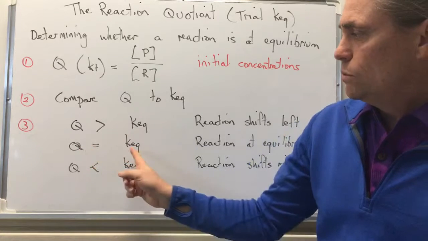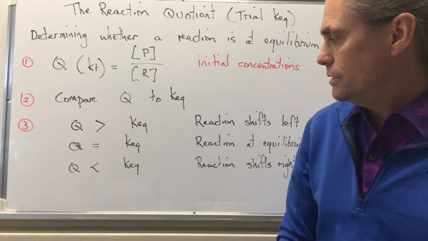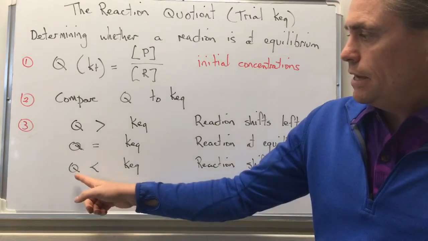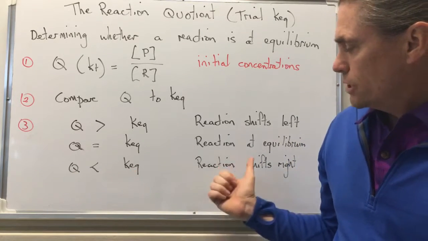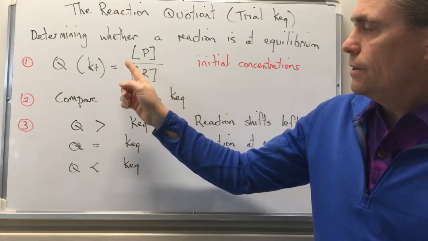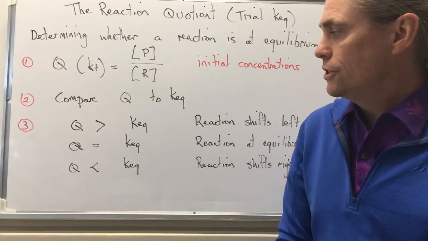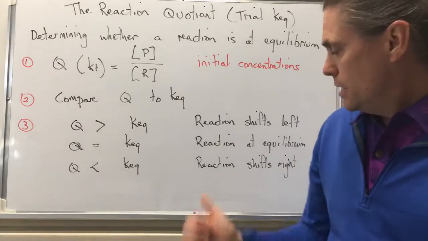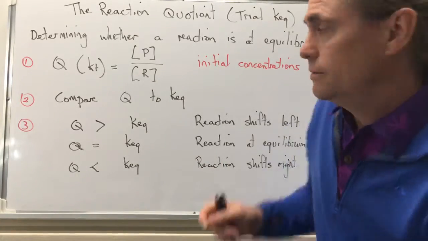If Q is equal to our equilibrium constant, the reaction is at equilibrium. And then lastly, if our reaction quotient is smaller than our equilibrium constant, the reaction will shift to the right, because relative to our equilibrium constant, the concentration of reactant is too large, which will mean that it will need to be reduced as it moves toward equilibrium, so the reaction will shift to the right. Let's have a look at this in action.